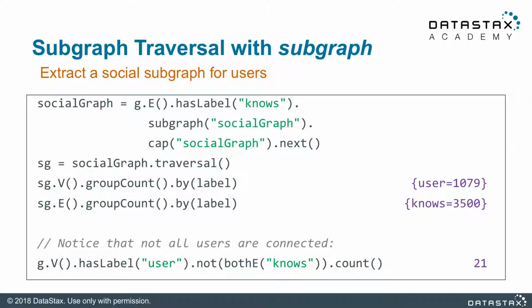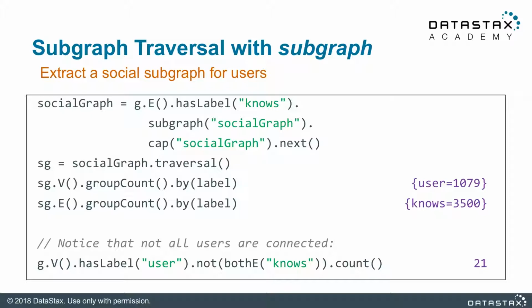Then we create a new traversal on that subgraph, and we're going to do two things to it. First, we will get all of the vertices and group count them. Group count is a statistical step that we went over in a different video. It is going to find all of the vertices that have a common label, as shown in the by modulator. We will group up the vertices by their label and count them. But in this subgraph, we only extracted users, so we're going to find 1,079 users.